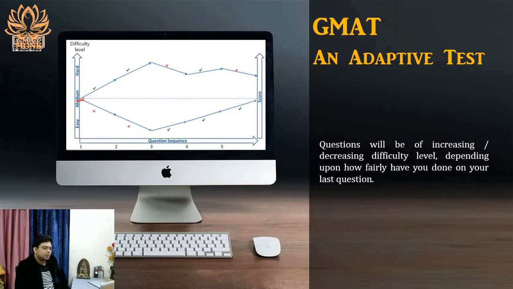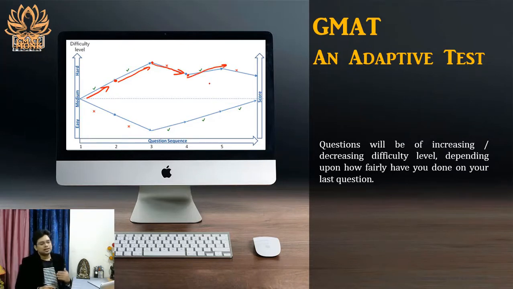and you answered it correctly. So your next question would be a little more difficult. And if you again answered it correctly, then the next question would again be a little more difficult than the previous question. So the level of difficulty would increase. Now at this point, if you made a mistake and answered this question wrongly, then the next question would be of a lower difficulty level, an easier question. Again, if you answered it correctly, then the next question would be a little more difficult.